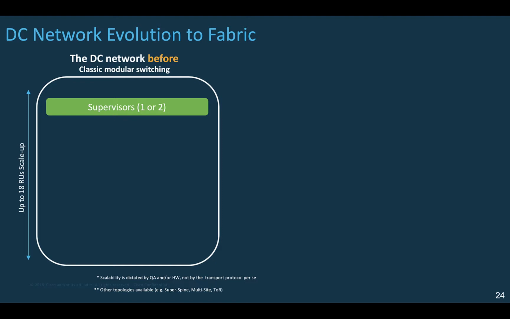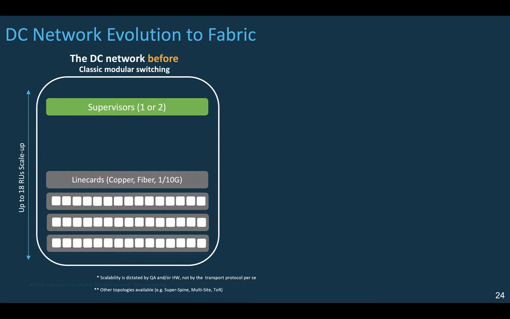If you think of the Nexus 7K or Cat 6K, for example, traditionally the modular switch chassis has three different elements. First is the supervisor for configuration and control. The second element is the line cards, where you would connect the hosts, switches, routers and other endpoints at different speeds and media types. And you have the backplane, which in the case of the Nexus 7K is called fabric modules.